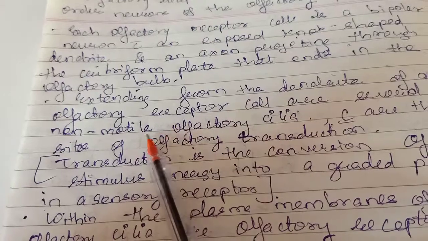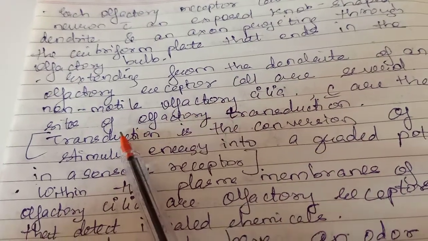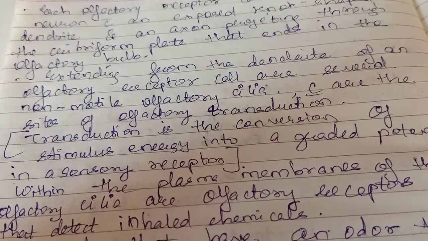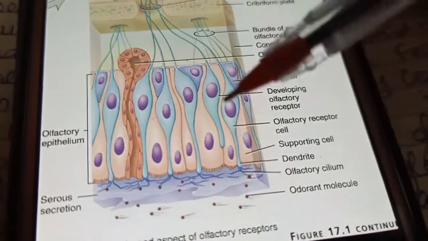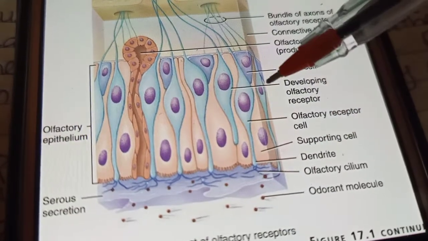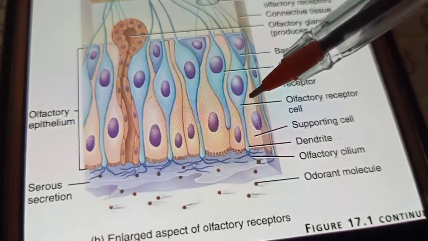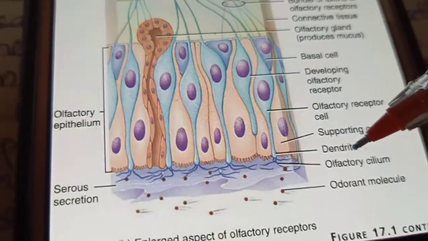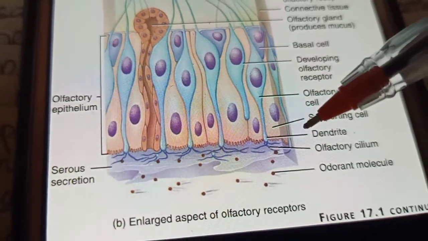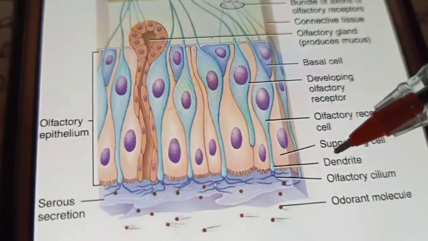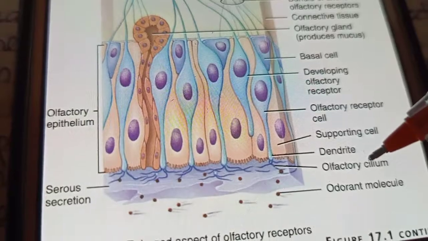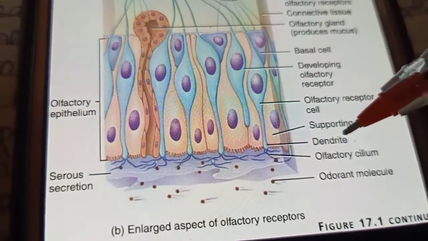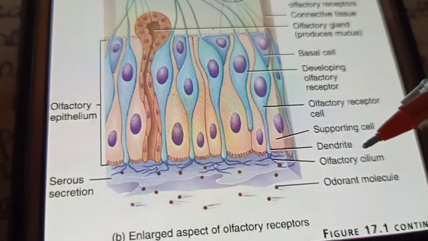Extending from the dendrites of an olfactory receptor cell are several non-motile olfactory cilia, which are the sites of olfactory transduction. You can see here from the dendrites the cilia are arising.